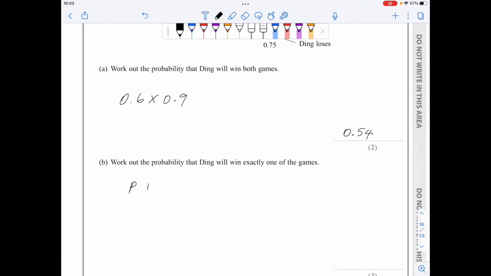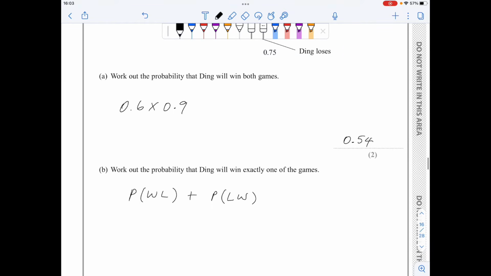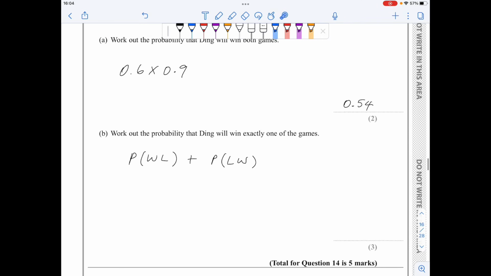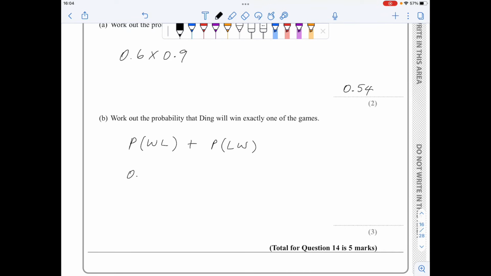Now in part B, I need the probability that he will win exactly one of the games. So that's the probability he will win and then lose, plus the probability he will lose and then win. So I need a win followed by a loss, or a loss followed by a win. So I get 0.6 times 0.1 plus 0.4 times 0.25. This comes out to be 0.16.